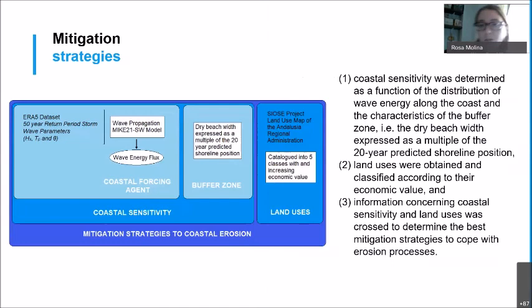At first, coastal sensitivity was determined as a function of the distribution of wave energy along the coast and the characteristic of the buffer zone, that is, the dry beach width expressed as a multiple of the 20 years predicted shoreline position. Land uses were obtained and classified according to their economic value, and the information concerning coastal sensitivity and land use was crossed to determine the best mitigation strategy to cope with coastal erosion.